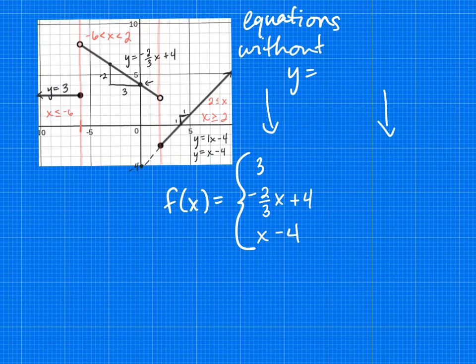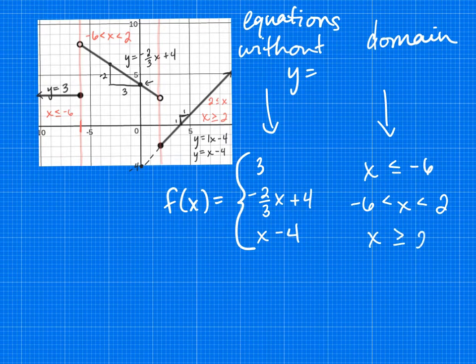The next part I need is my domain restriction. So then the first one for the y equals 3 was x is less than or equal to -6. The next one is -6 is less than x, which is less than 2. And the last one is x is greater than or equal to 2.